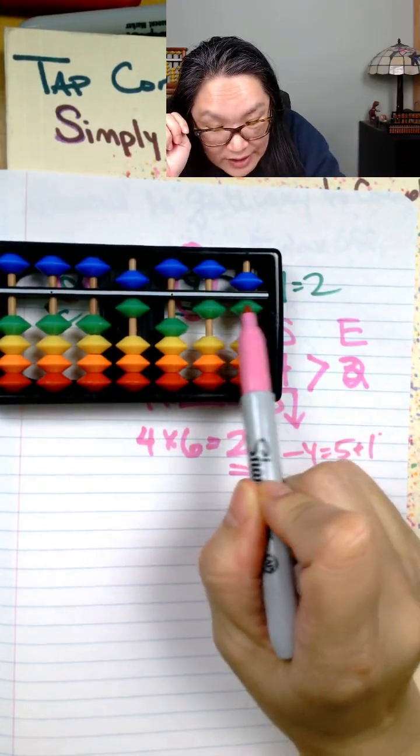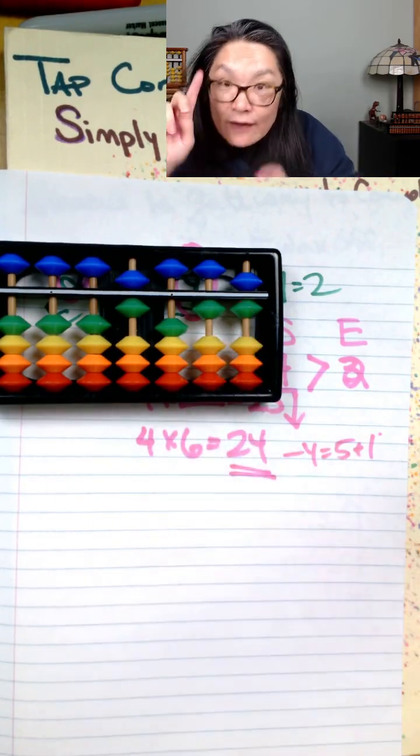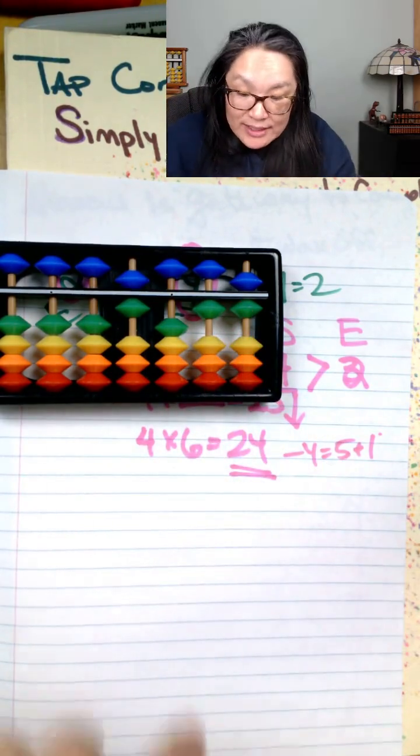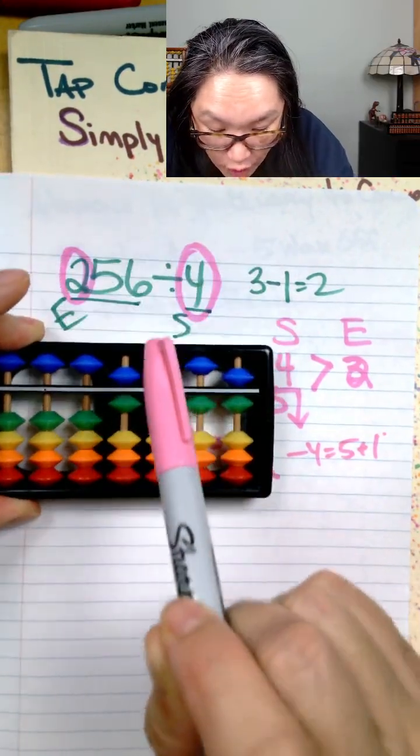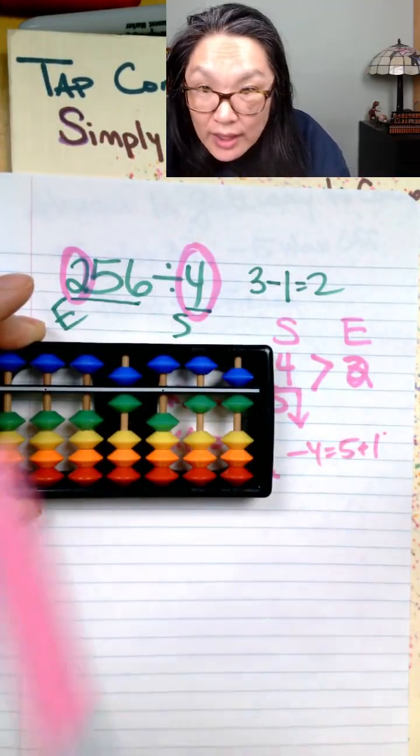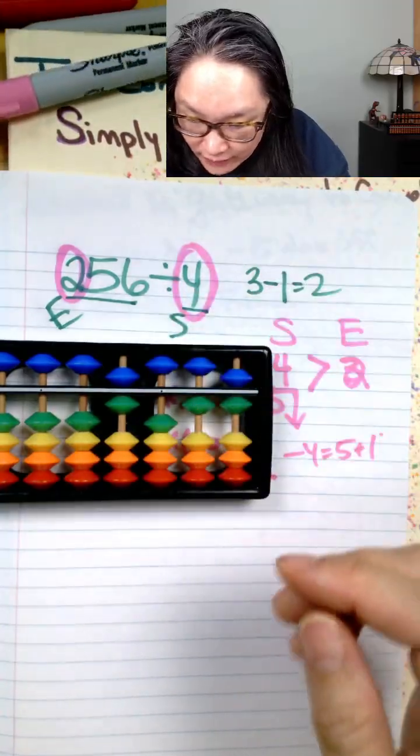Because I still have dividends, I have to reassess. When I reassess, I look. 1 is my dividend. 4 is my divisor. What do? I compare. So I'm going to change to a different color.